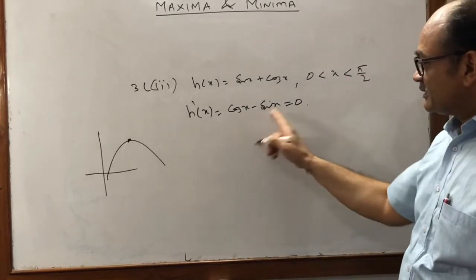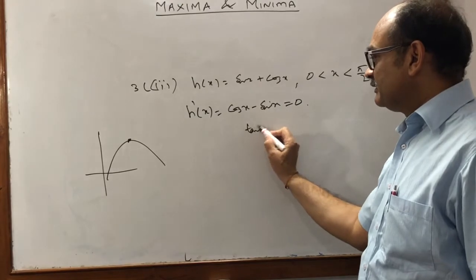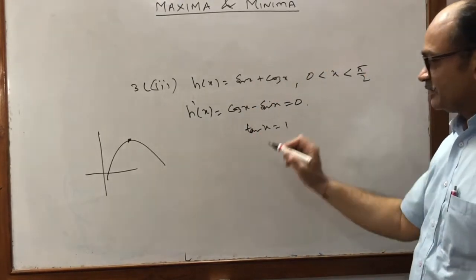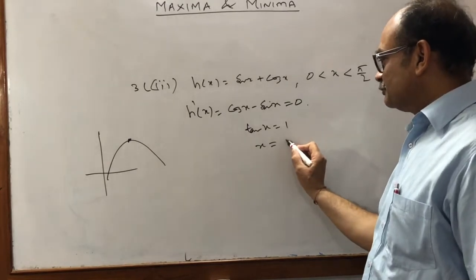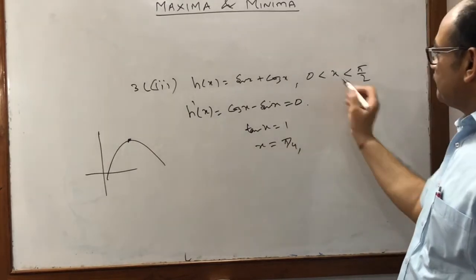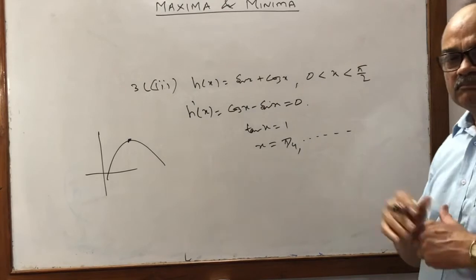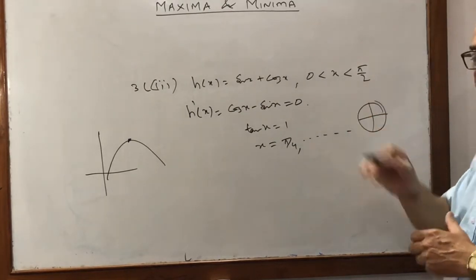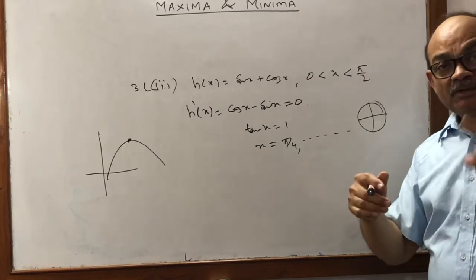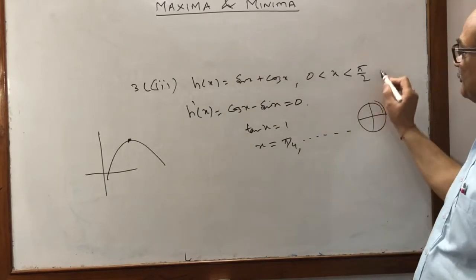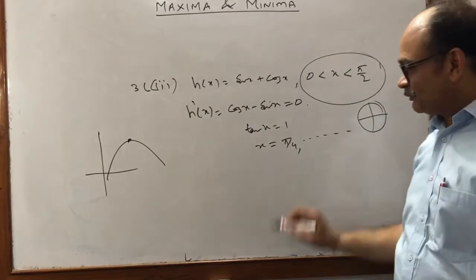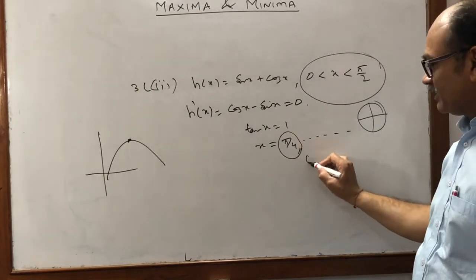So h dash x compared with 0. Here we'll get tan x equals to 1 because cos x equals sin x. And when tan x equals to 1, x equals maybe pi by 4, maybe so many thetas in complete 360 degree or above. But what is the limit restriction given to you? Between 0 to pi by 2. So in 0 to pi by 2, we have only one critical point.